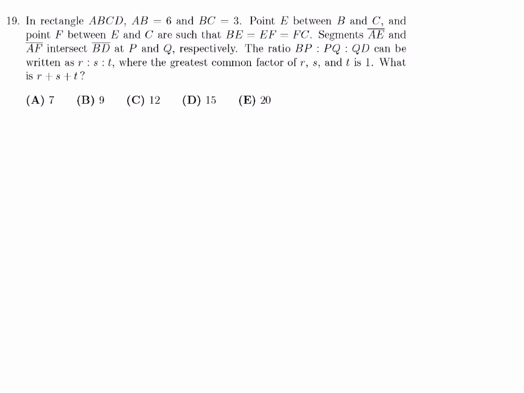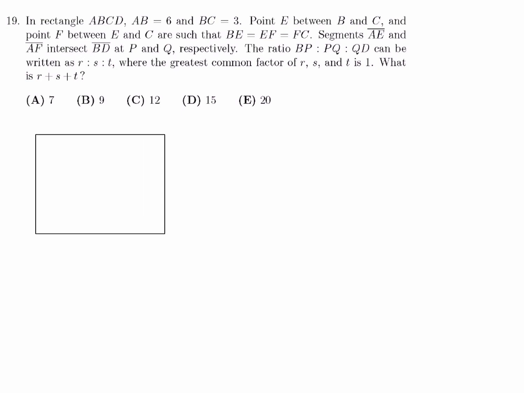In rectangle ABCD, AB is equal to 6, BC is 3. Point E is between B and C, and F is between E and C, such that BE is equal to EC is equal to FC. Segments AE and AF intersect BD at P and Q respectively. The ratio of BP, PQ, and QD is written as R:S:T, where the greatest common factor of R, S, T is 1. What is R plus S plus T?